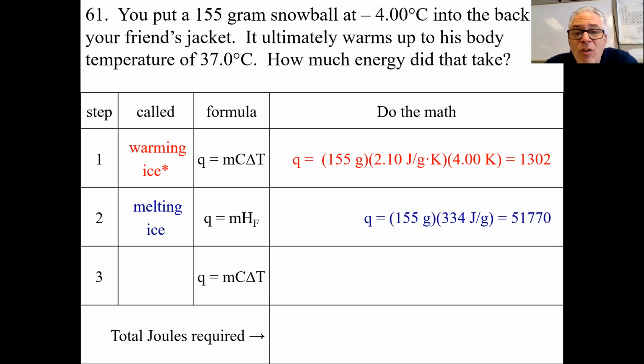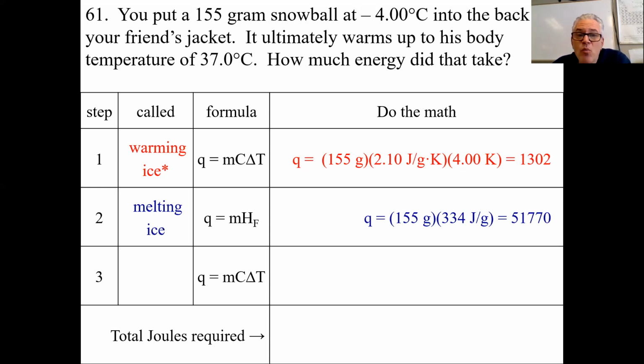Melting the ice requires Q equals M H of F. So what do we got? We still have 155 grams, but now we're phase changing it. We're going to put in 334 joules per gram. And so the second step requires a lot more energy. To warm up the ice, kind of an easy thing to do. To melt the ice takes a fair amount of energy. That's why your friend feels so cold.